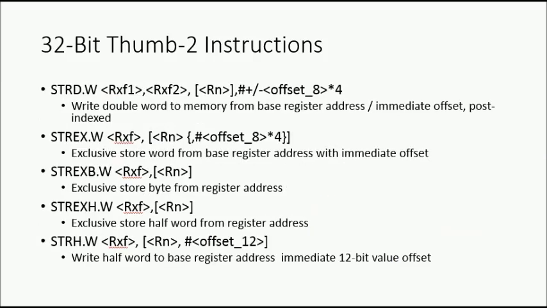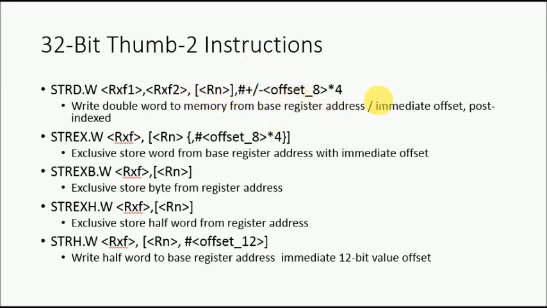STRD.W, Rxf1, Rxf2, Rn, #offset 8 into 4. So this is also going to transfer the double word, that is 64 bit, to the memory from the base register address, and the offset is calculated immediately with the post-index.